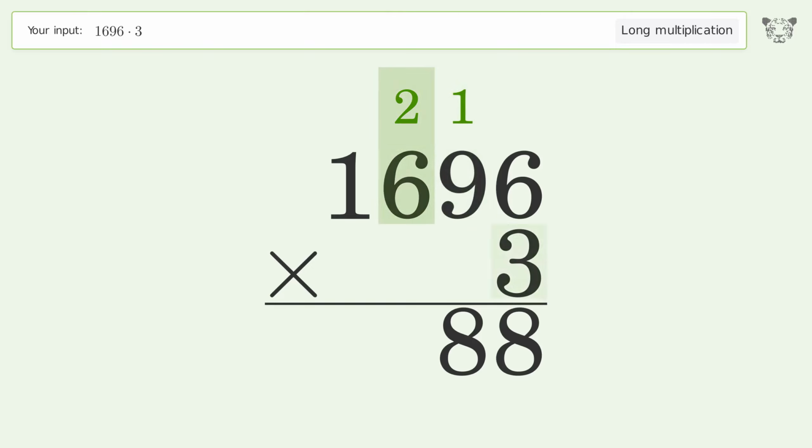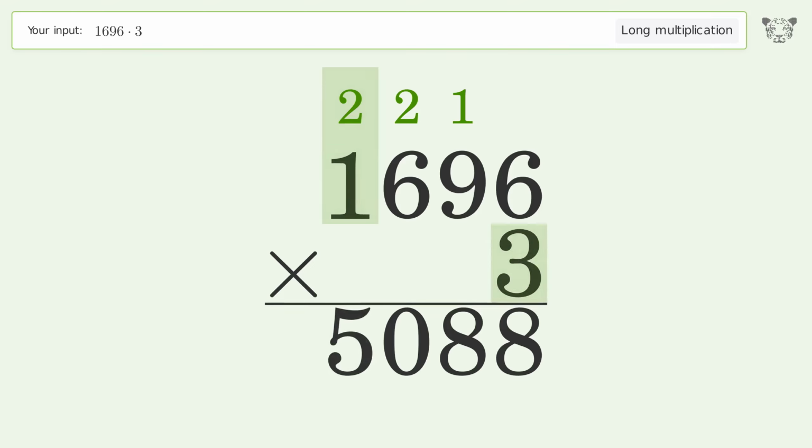2 plus 6 times 3 equals 20. Because the result is greater than 9, carry the 2 to the thousands place. 2 plus 1 times 3 equals 5. And so the final result is 5088.